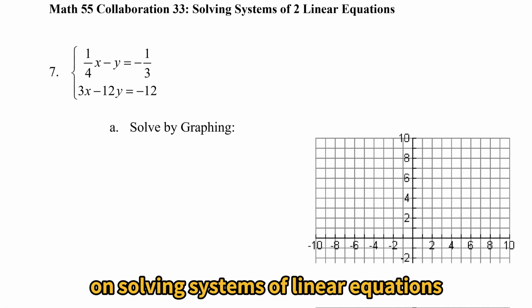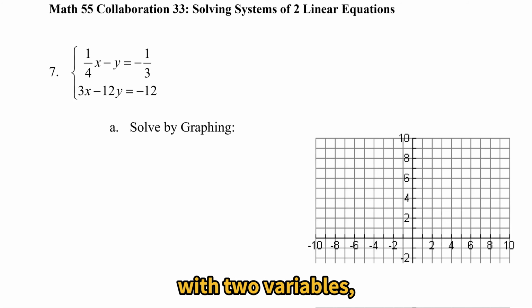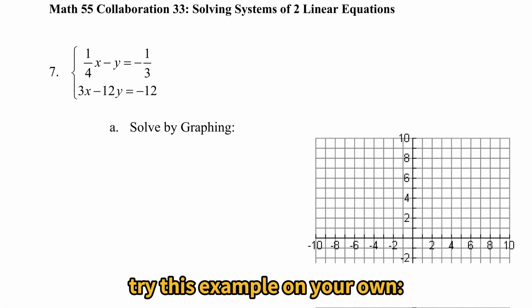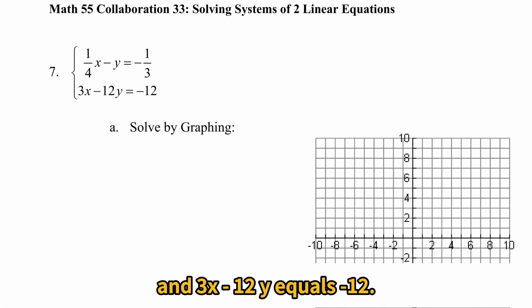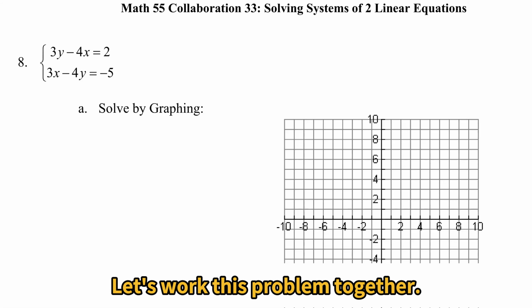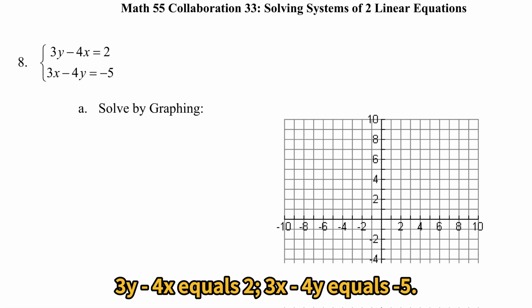Continuing our discussion on solving systems of linear equations with two variables, try this example on your own. 1/4 x minus y equals negative 1/3, and 3x minus 12y equals negative 12. Let's work this problem together. 3y minus 4x equals 2. 3x minus 4y equals negative 5.